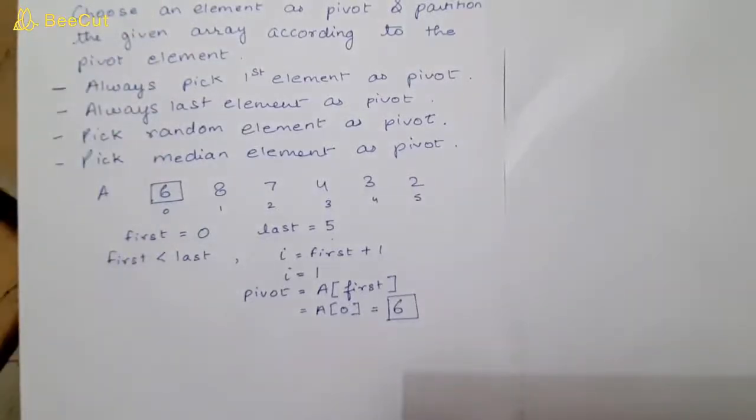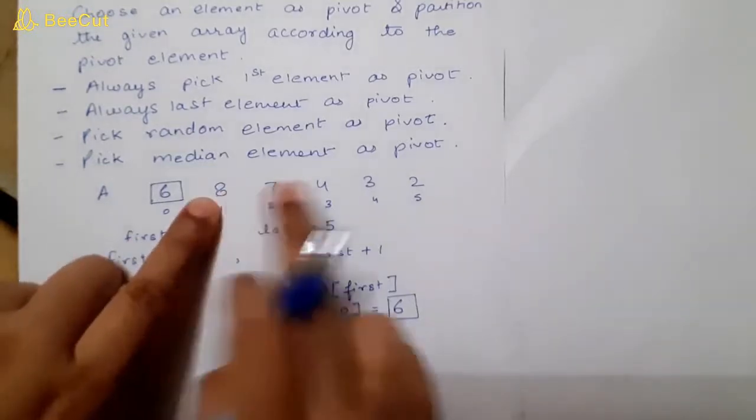So till now I have taken 4 variables. First, which is holding the first index of the array. Last, which is holding the last index of the array. I, which is one variable which is holding the index of the next element of first. First is 0, so I will be first plus 1, so I is 1. Okay, so what I am going to do now is start from here till here.